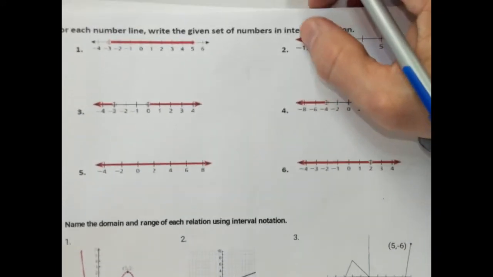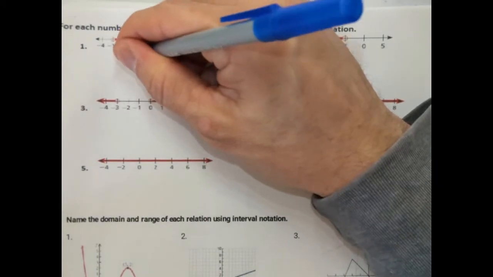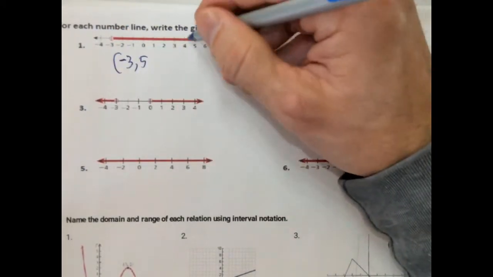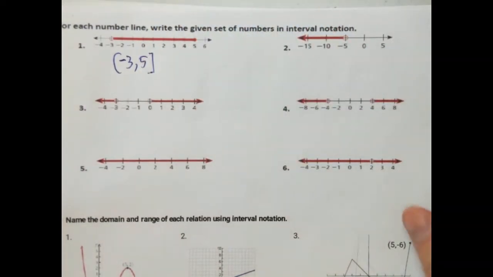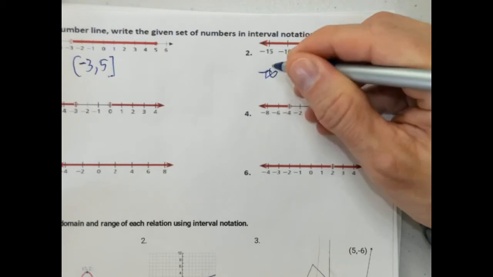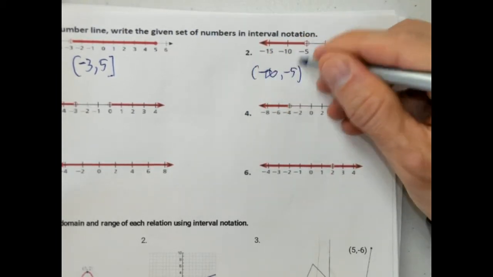So for each number line, write the given set in interval notation. Okay, so it's from negative 3 to 5. This is open circle, so it's parentheses. This is a closed circle, so it's bracket. And this is from negative infinity to negative 5. That has to be parentheses. This is parentheses because it's an open circle.